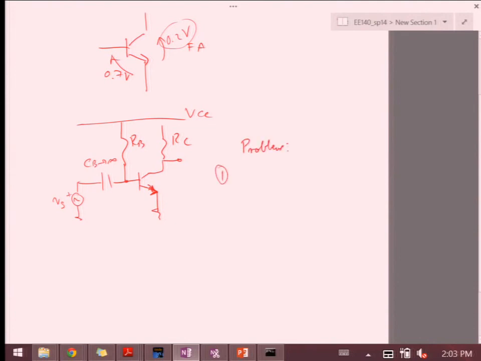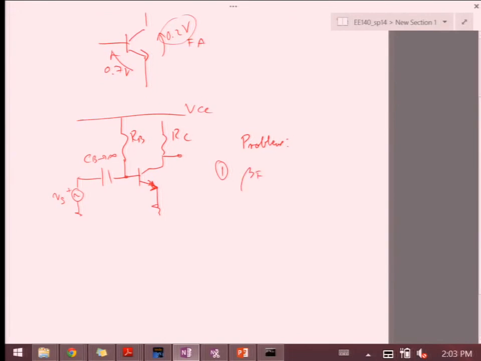One, my IC depends on beta F. Right? Direct ratio of the base current. Second is that it's VCC dependent, very strongly. If VCC changes, this thing here changes quite a bit, which is my VBE. So I'm really exponentially sensitive to VCC.